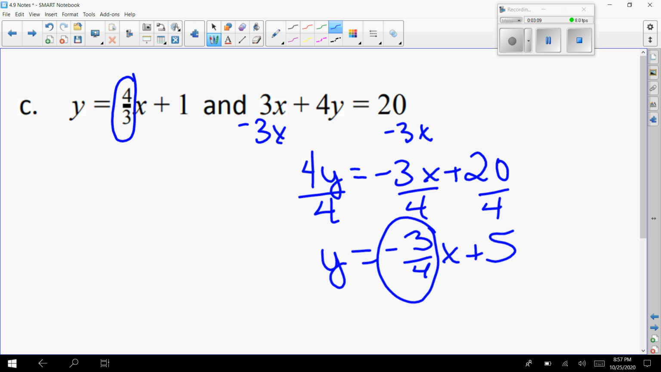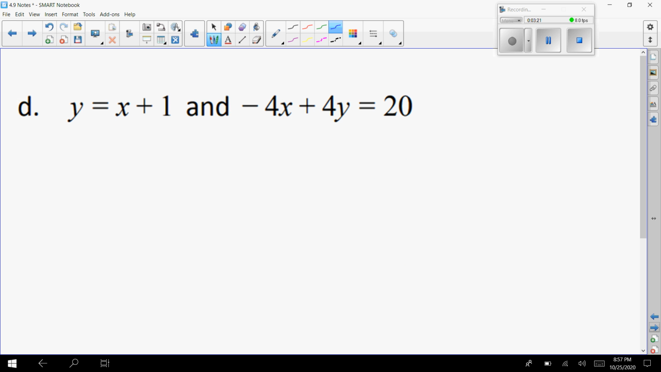These are opposite reciprocals. One's positive, one's negative, and they are the flip of each other. So these lines are perpendicular because they are opposite reciprocals.